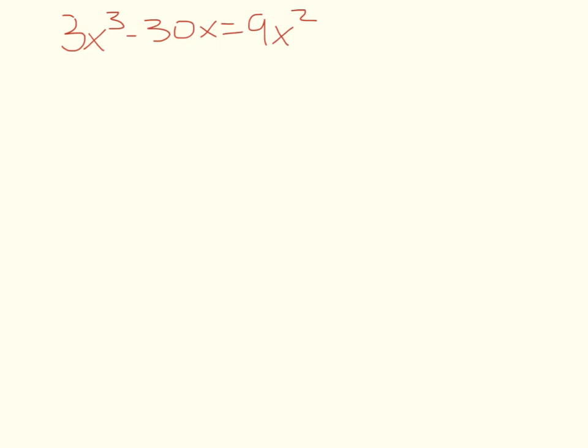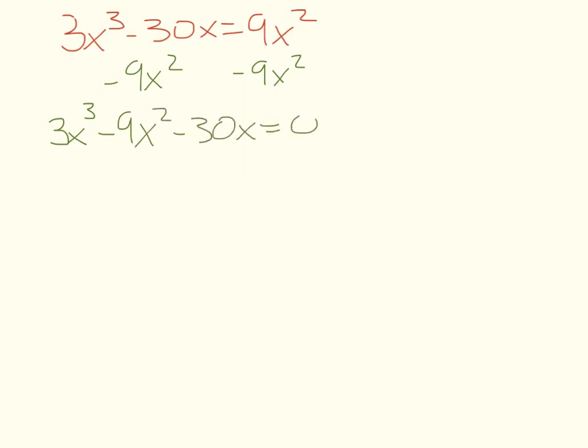The first of those steps, again, is to get all of the non-zero terms on one side of the equation. I'm going to write this in descending order at the same time. So we have 3x cubed minus 9x squared minus 30x equals 0. All 3 terms have a common factor. So I'm going to take out a 3x, and I'm left with x squared minus 3x minus 10 equals 0.